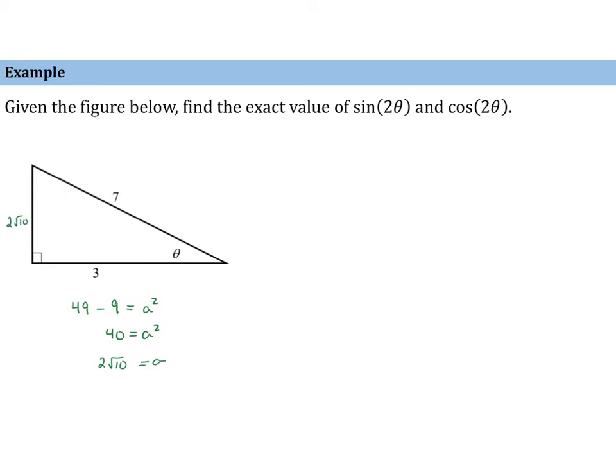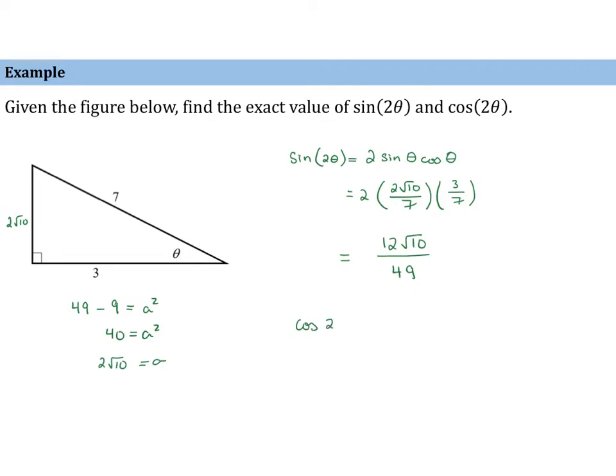Now, we know that the sine of 2 theta equals 2 times the sine of theta times the cosine of theta. According to our triangle, sine of theta is 2 square roots of 10 over 7. And the cosine of theta is 3/7. So if we multiply this all together, we have 2 times 2 times 3, square roots of 10 over 49.